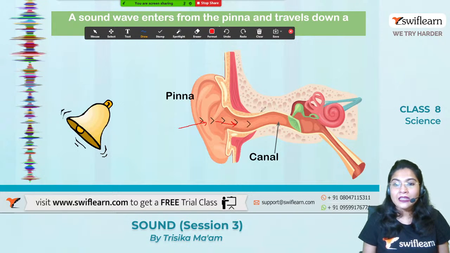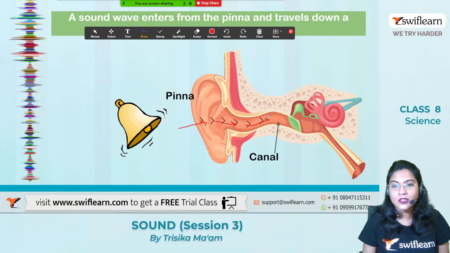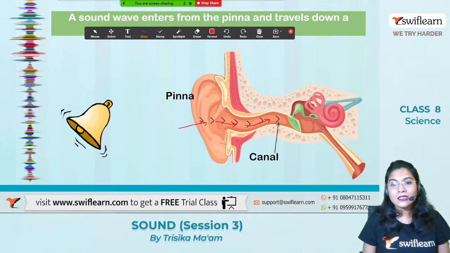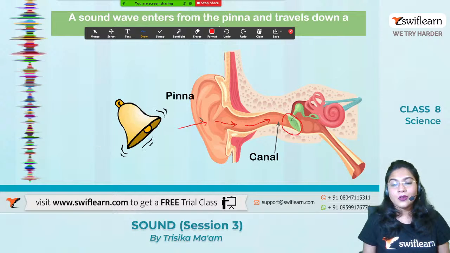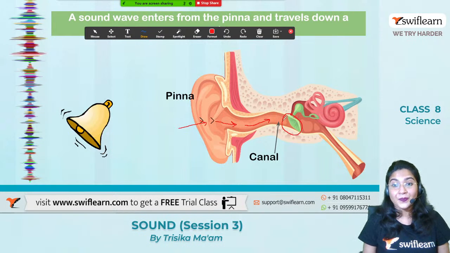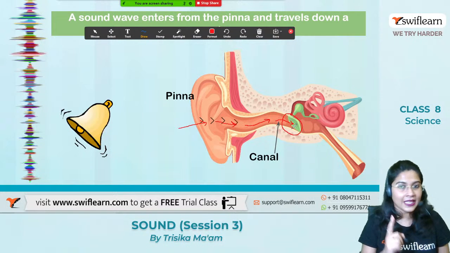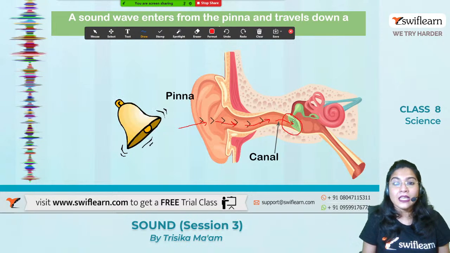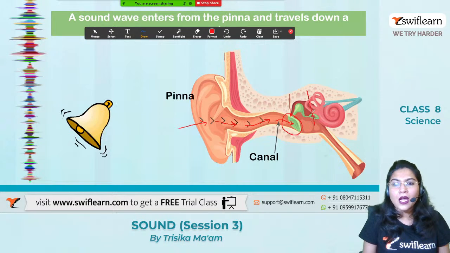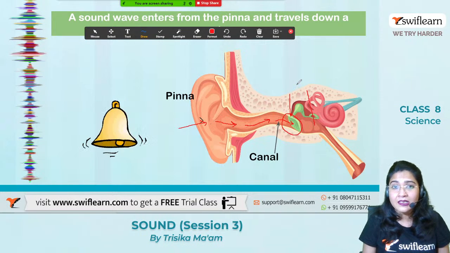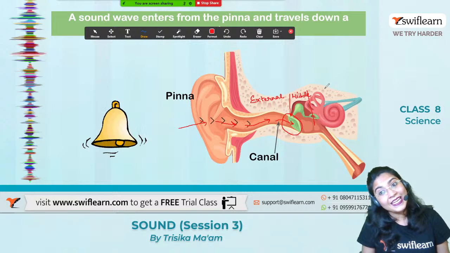The pinna and this tube-like canal, can you see, through which the sound is traveling, and this green colored membrane-like structure, up to this much will be considered as the external ear. Now just after it we can consider this small part where mainly three bones are present: malleus, incus and stapes. This is the middle part of the ear. Just inside it, we can say, is the internal ear.